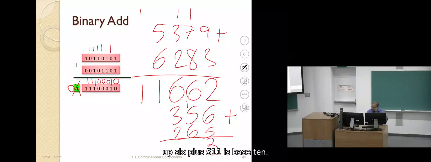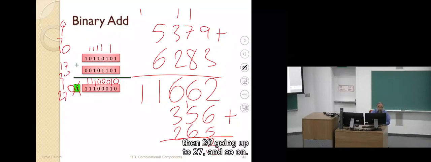6 plus 5, 11 is base 10. But in octal we have 0, 1, 2, 3, 4, 5, 6, 7, 1, 0, 1, 1, 1, 2, 1, 3, 1, 4, 1, 5, 1, 6, 1, 7, 2, 0, 2, 1, 2. Is that right? Yeah, it's base 8. We start from 0 going up to 7, then 1, 0 going up to 1, 7, then 2, 0 going up to 2, 7, and so on. Okay? So 6 plus 5 is 1, 3.